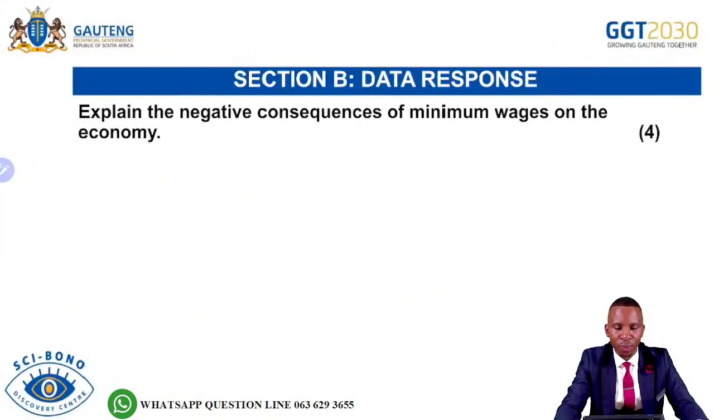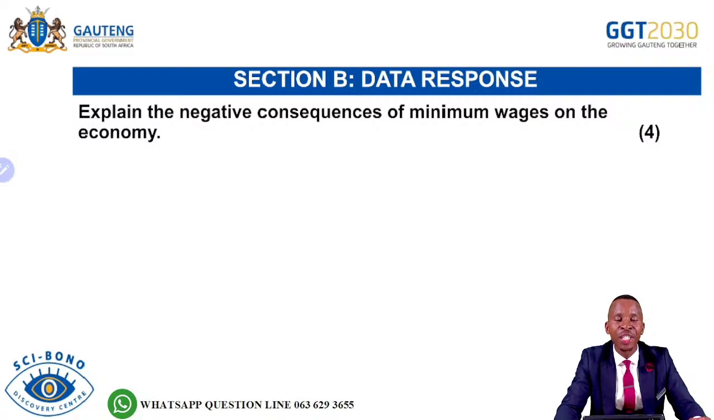And then we continue. Explain the negative effect or consequence of minimum wage in the economy. So now we only look at the negative. Remember, there are some positive effects. If ever there's a minimum wage, that will mean there will be an improved standard of living. People will be able to escape poverty. And then the gap between the rich and the poor will be reduced. But then let's look at the negative effect.